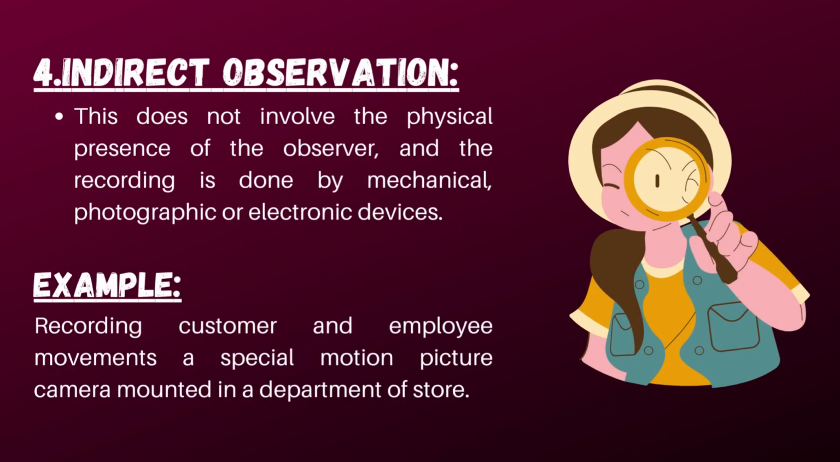Number 4, indirect observation. This does not involve the physical presence of the observer, and the recording is done by mechanical, photographic or electronic devices. Example, recording customer and employee movements with special motion picture cameras mounted in a department store.